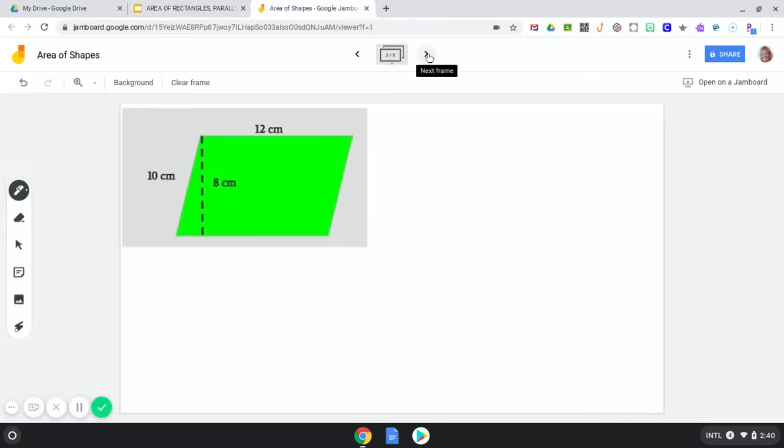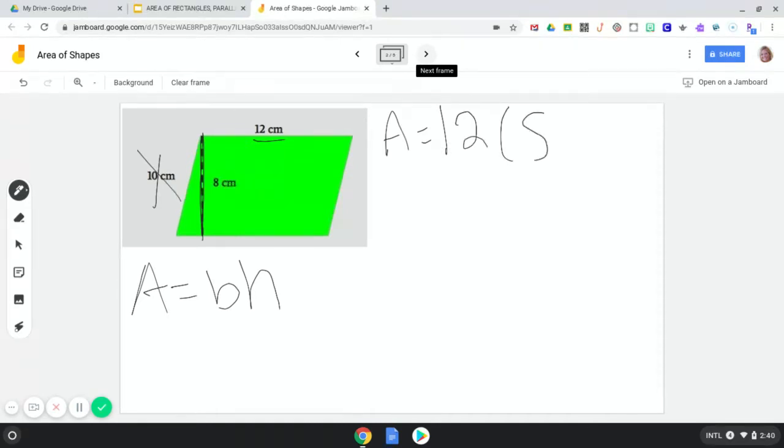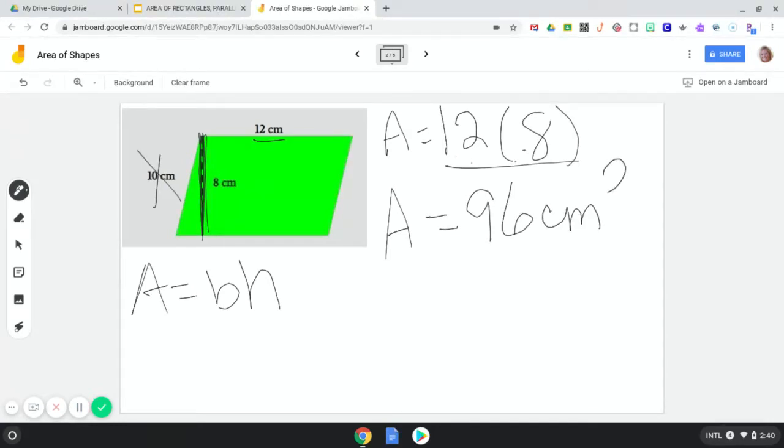So I don't need this 10 right here. My height is the distance that runs from one base to the other. So my formula is area equals base times height. My base is going to be this 12, and I'm going to multiply that by 8, which is my height here. This is my height. So when I do that, 12 times 8 is 96. And again, 2 dimensions that I multiplied together. So that is going to be centimeters squared.